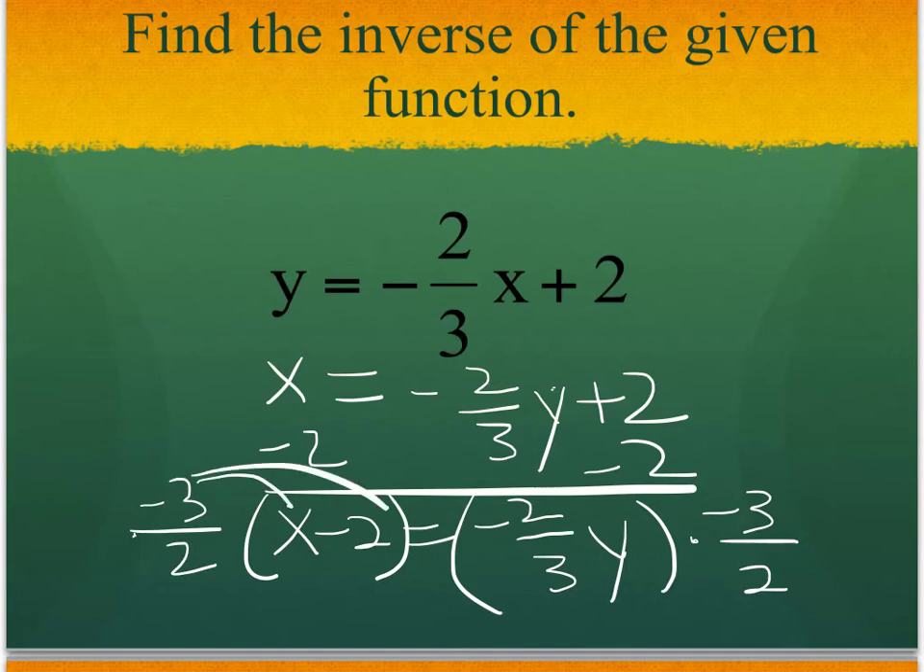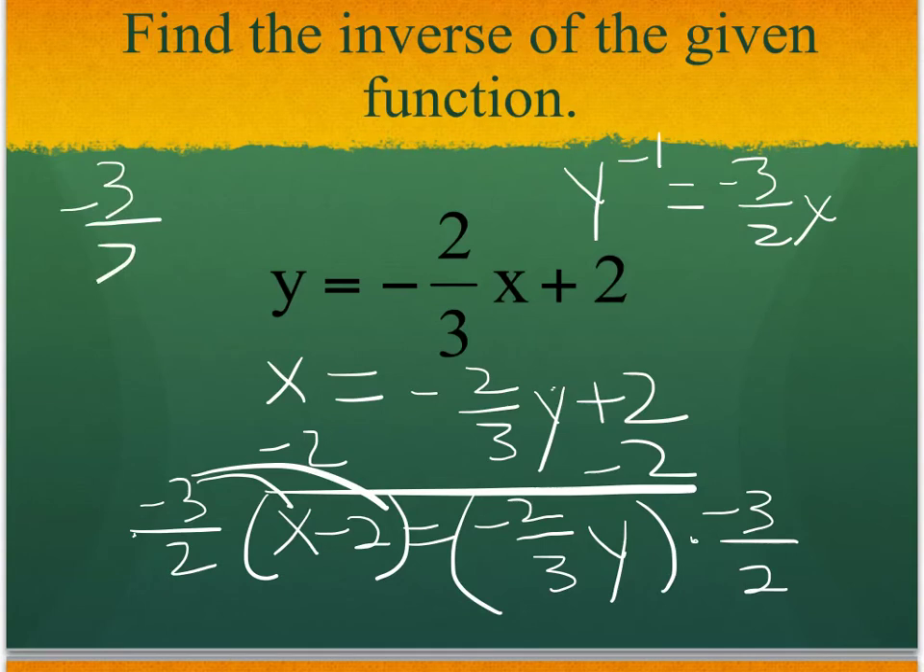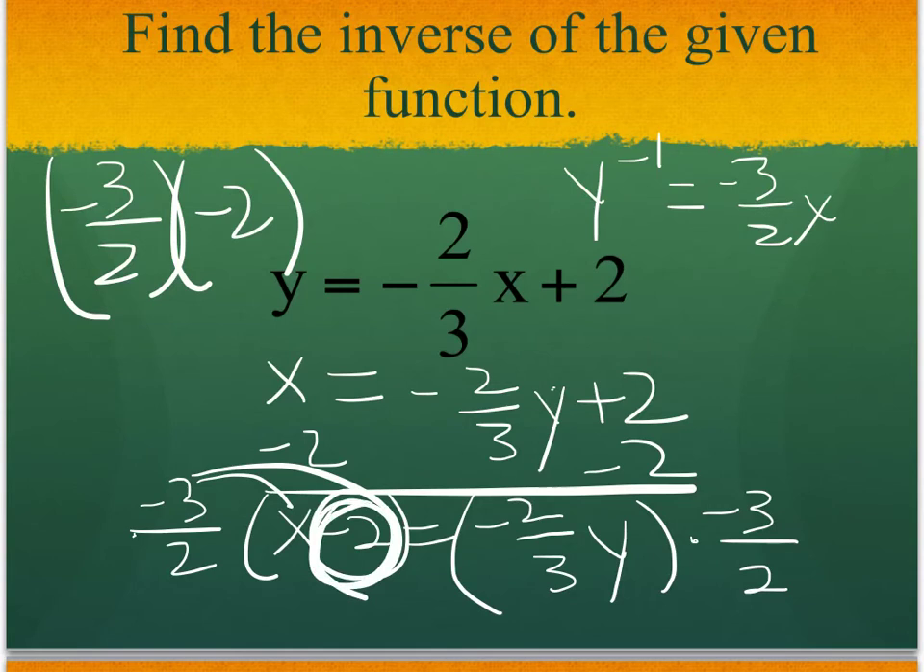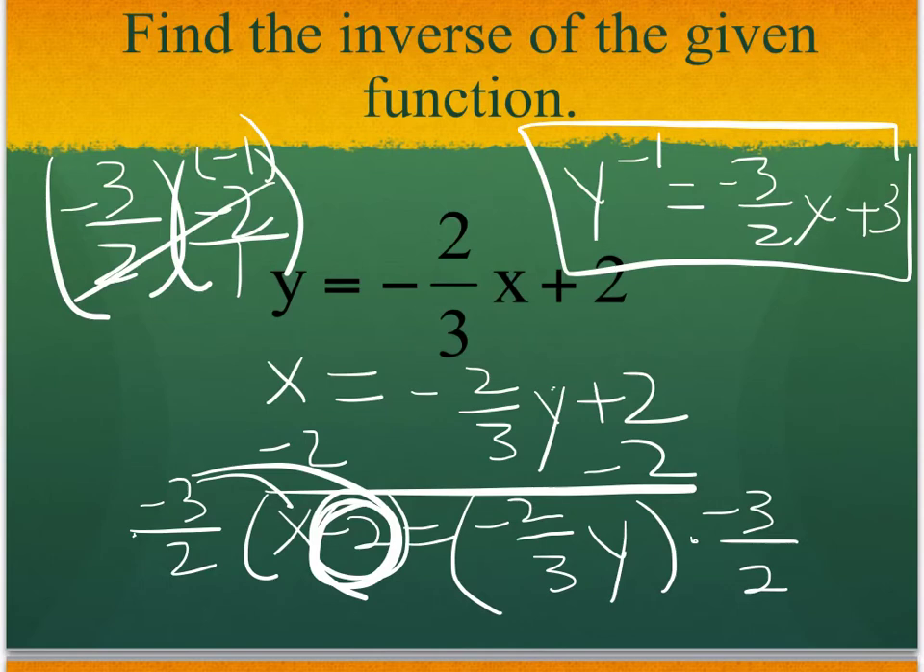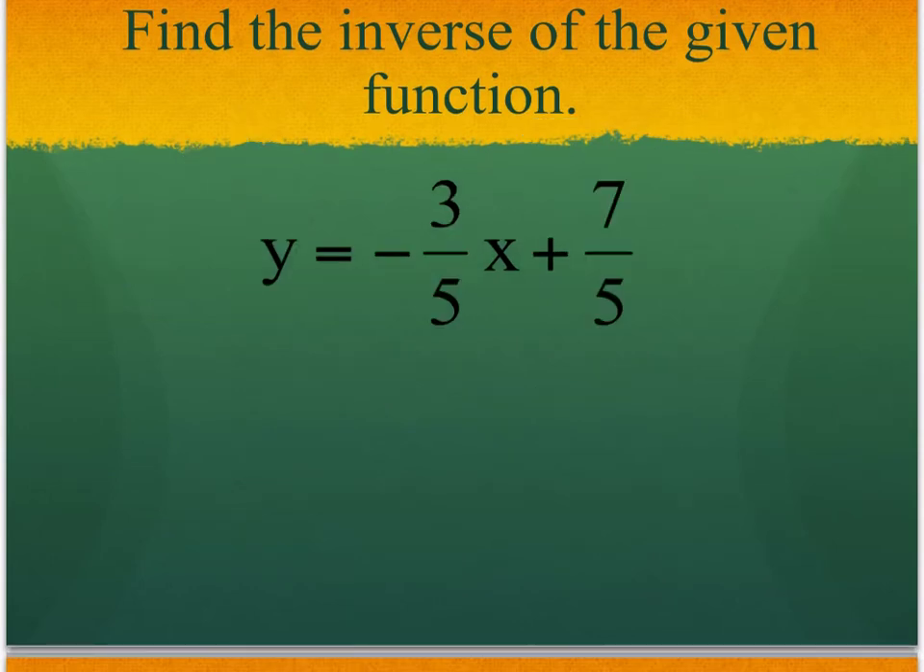We distribute this 3/2. So we get the inverse of y is equal to negative 3/2 x. And then negative 3/2 times a negative 2, because remember it's negative 2 here. Negative 2 is the same as 2 over 1. The 2's cancel, so we get negative 3 times negative 1, which is a positive 3. Like that. Go ahead and try this one.